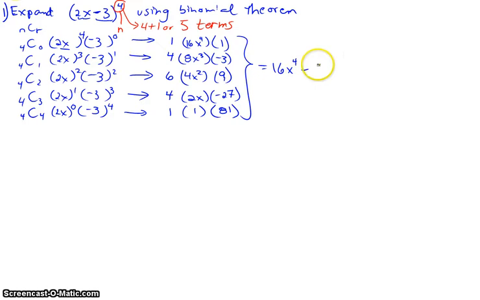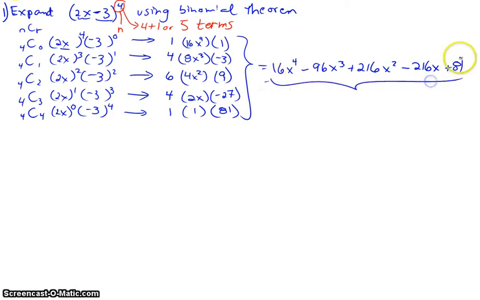So we would get negative 96x cubed. Next term, 6 times 4 times 9 is 216x squared, and then 4 times 2 times 27, that's going to be 54 again, times 4 is going to be 216 again, but negative this time, and x, and then lastly 1 times 1 times 81 would be plus 81. And there we go. Those are our 5 terms in the expansion of 2x minus 3 to the 4th exponent.